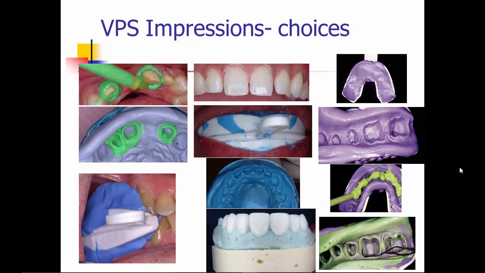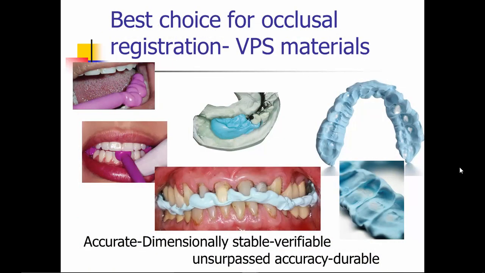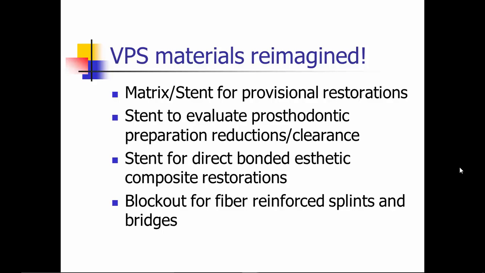One of the extensions of VPS impression materials was the creation of occlusal registration, bite registration materials. They're accurate, they're dimensionally stable, they're verifiable, they have unsurpassed accuracy and durability, especially when sending cases to the dental laboratory. But let's take a look beyond that.